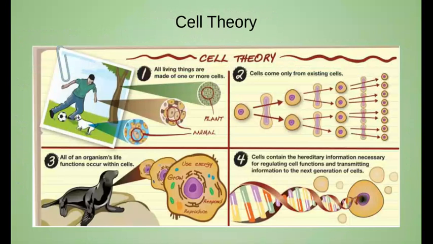Here we have our 4 pieces of cell theory. Living things are made up of 1 or more cells. Cells come only from existing cells, and we can see in the diagram for number 2 how they split and replicate. All an organism's life functions occur within the cell. Your cell itself responds to things around it. The cells reproduce. They go through mitosis, as we just covered recently. They use energy in the mitochondria, which we will talk about more in this. And cells contain the hereditary information necessary for regulating cell functions and transmitting information to the next generation of cells. In other words, they contain DNA, as we can see in the nice little neat ladder there.